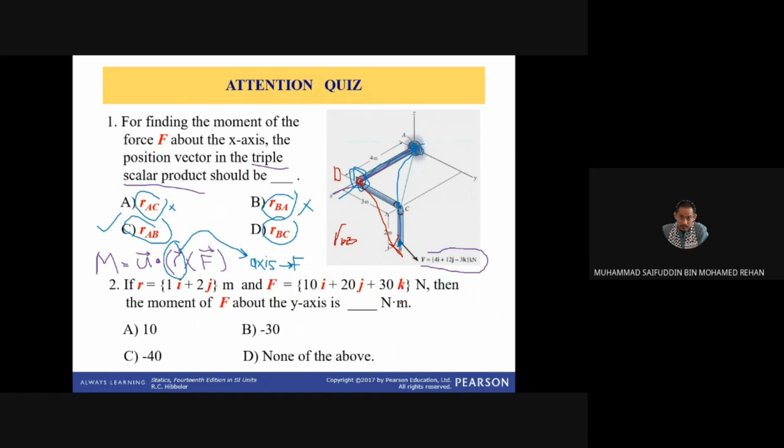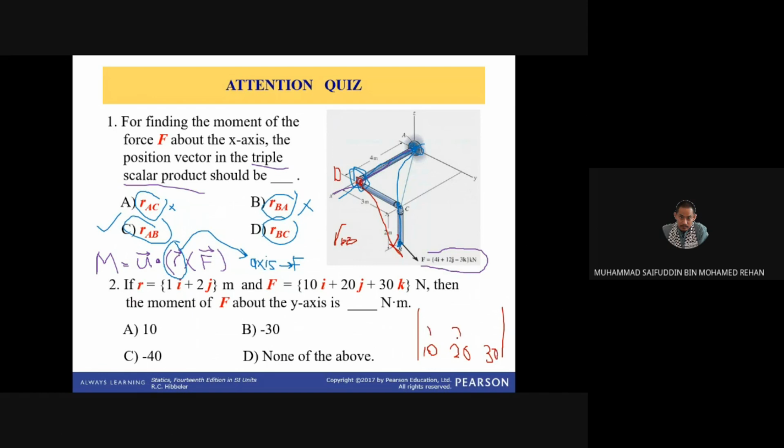All right. So question number 2, R is given as 1I plus 2J meter and F equal to 10I plus 20J plus 30K Newton. Then the moment of F about y-axis is, all right, so this is basically just plugging into the matrix, right? Basically you have the unit vector on the top row, position vector in the middle, and force at the bottom here, right? So for the force, it's straightforward. That 10, 20, 30. And for the R is 1, 2, 0, right?